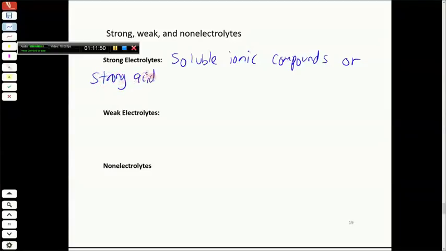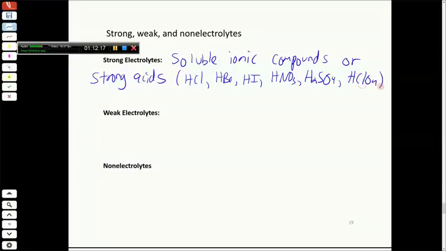So we introduced the nomenclature of acids, and we will talk more about the chemistry of acids in this chapter. But strong acids are these ones here. These are the ones that you should know: HCl, HBr, HI, nitric acid, H2SO4, and HClO4. And so the idea with strong acids is that they behave a lot like ionic compounds.